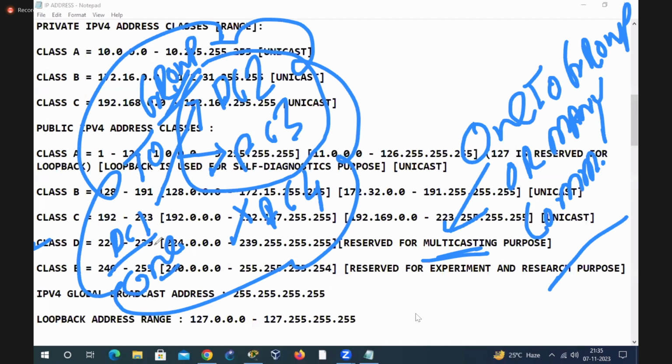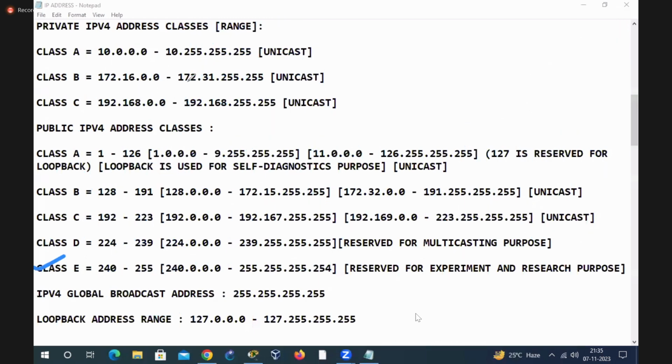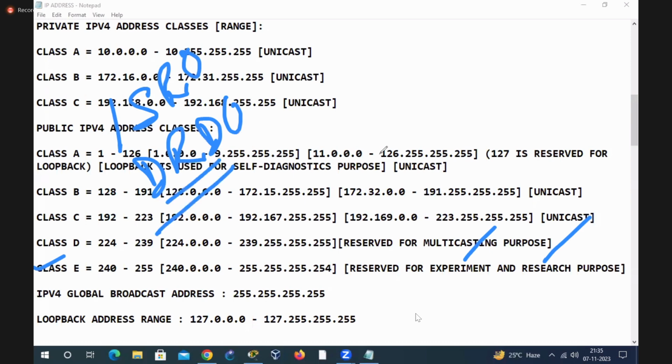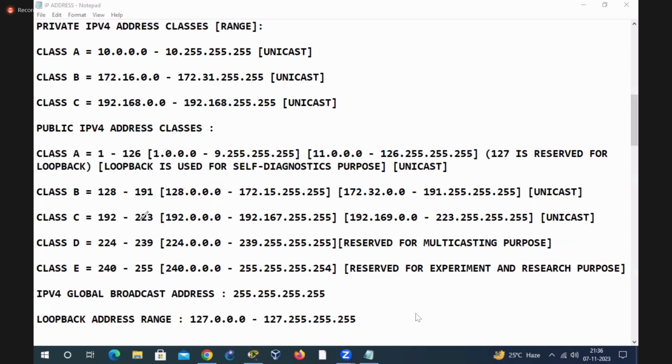Class E is reserved for experiment and research. Organizations like ISRO, DRDO, these are all research and development organizations. When they perform new research on technologies, or perform some modifications on any existing technologies, this is when they use this type of class E addresses for research purpose. So for organizations who are into this research and development business, these addresses are reserved. That is class E. And class A, B, C are reserved for unicast.